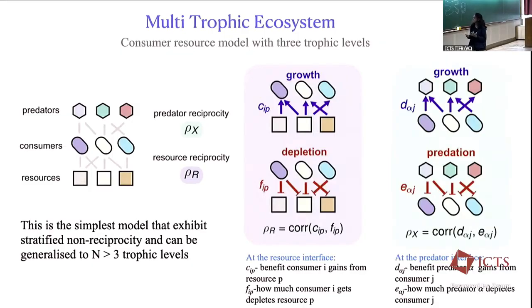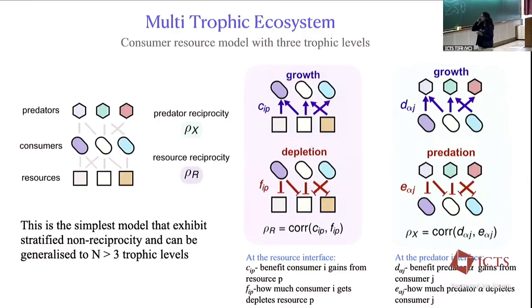Rho R, the resource reciprocity, is defined as the correlation between these two matrices. If they are the same, then the reciprocity is 1, which means the matrices are very similar and have a linear relationship. If the correlation is different, then they are interacting in a non-reciprocal way. We can vary the degree of non-reciprocity from 1 to 0: 1 means fully reciprocal and 0 means fully non-reciprocal. Then what happens to the stability of the system?